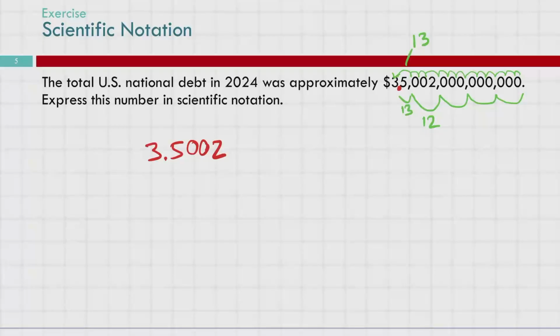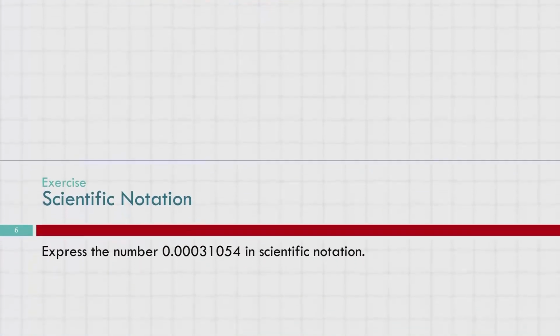So we moved 13 places, so we're going to put times 10, because we always have times 10 in our scientific notation. And positive or negative 13? Positive 13. Is there anything that we also should include? Yes, there is. Units. Dollars. Questions? Cool. Another one.